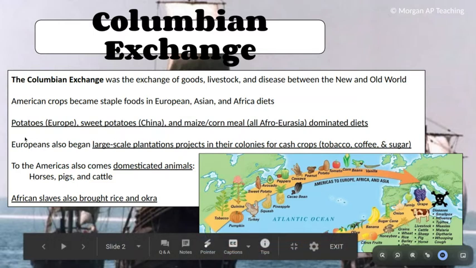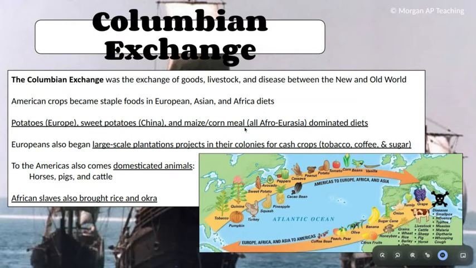So potatoes were sent to Europe, sweet potatoes to China, maize and cornmeal to all Afro-Eurasian diets. Europeans also began large scale plantation projects in their colonies for cash crops such as tobacco, coffee, and sugar. So Europeans would have their colonies, and then they would make these huge plantations where they would grow these cash crops of tobacco, coffee, and sugar.